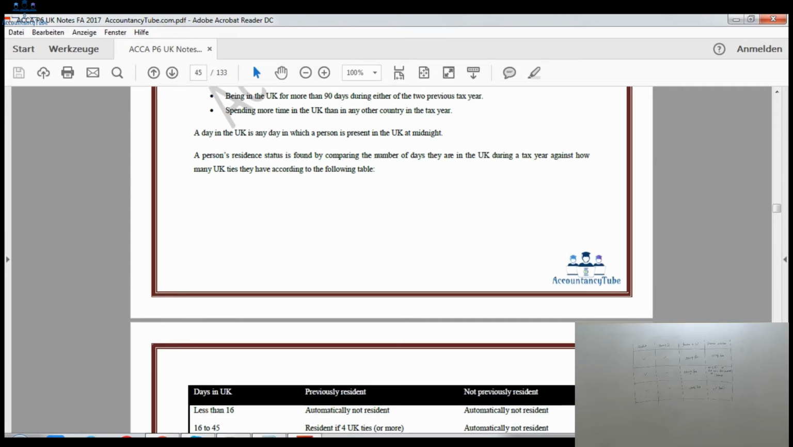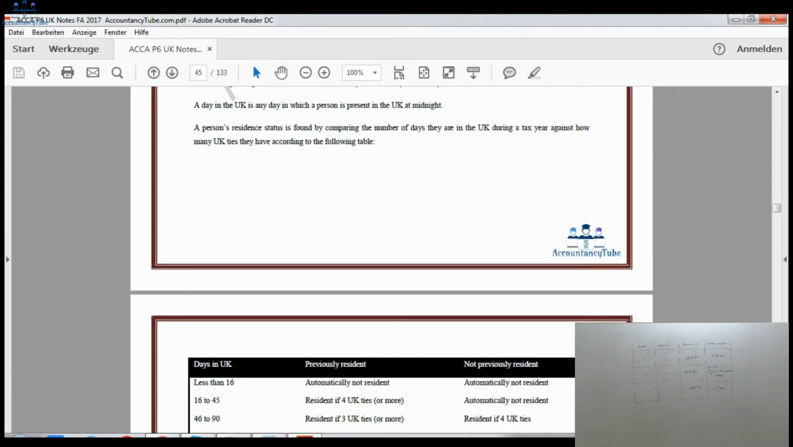Right then, so this is a table which will be given to you in the exam, which you can see on your screen. So this table will be given to you in the exam, which tells us how many days you need and how many ties you need in order to be considered a UK resident. And these days will vary if you were previously resident in the UK or previously non-resident, right? So first of all, it says days in the UK. If you've spent less than 16 days, doesn't matter if you're previously resident or not, because you will be considered automatically non-resident. We have seen it when we started this chapter.